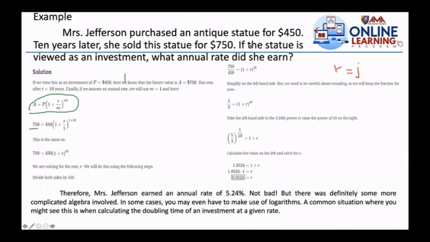Okay, so we have the principal, the 450. The capital A is 750 based on the problem. And the T is 10 years. The M is 1. So what is N? Because what we want in the formula is what? A pin, right? So we have A, we have P, but we don't have the I.